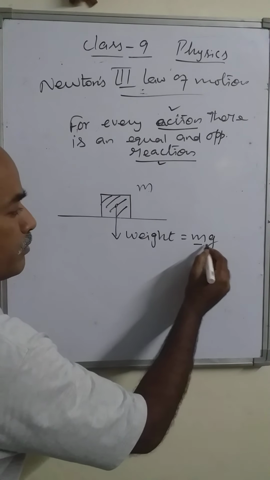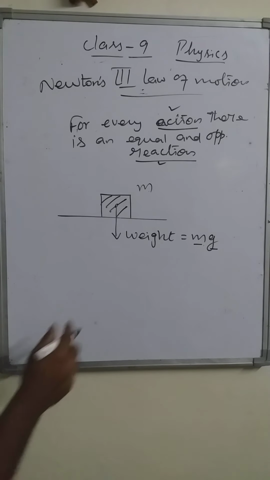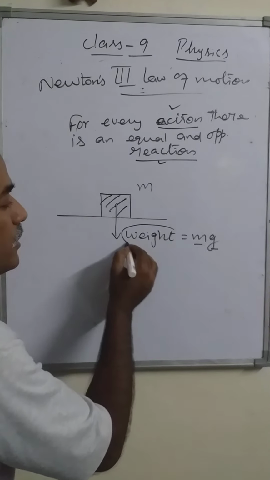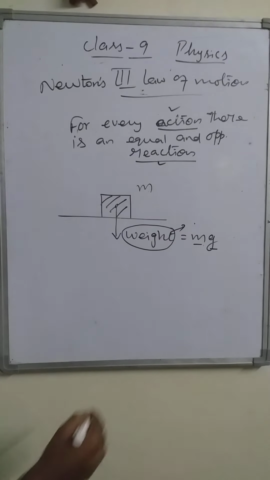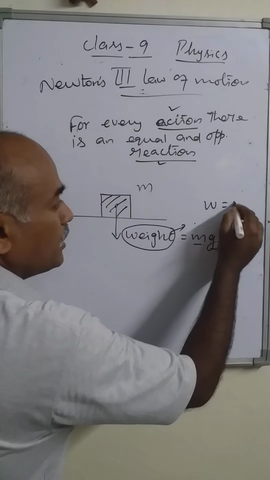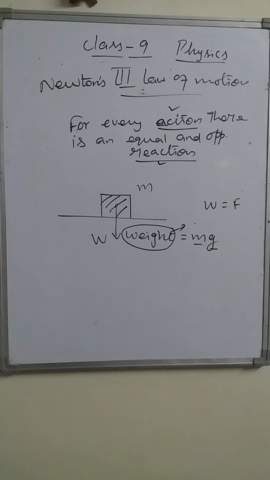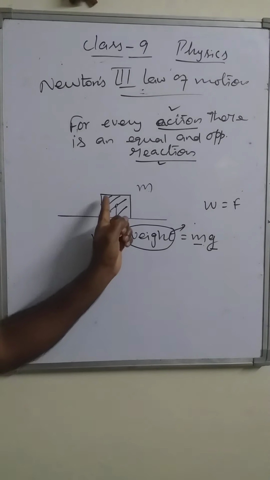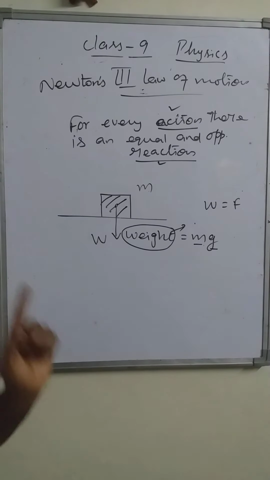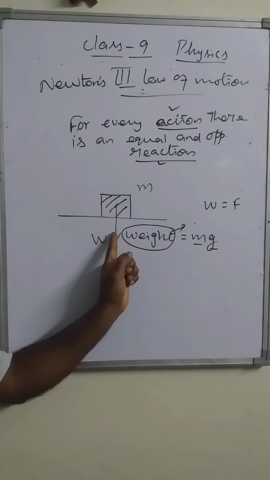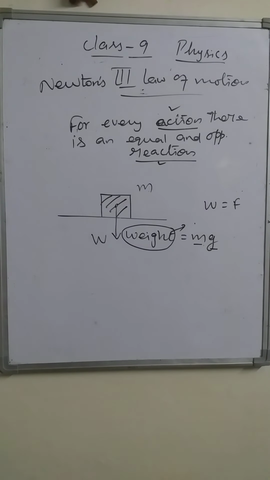So the product of mass and the acceleration due to gravity is equal to weight. Due to this weight, the object applies force in the downward direction. So the weight is also a force. The weight is acting vertically downward, right? The object has weight m into g, that is represented by W. And due to this weight, this object exerts force on the ground, right?